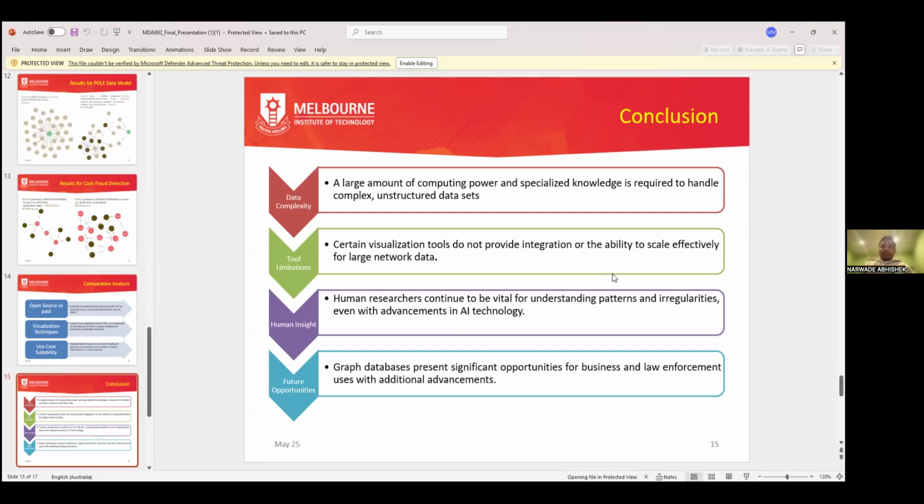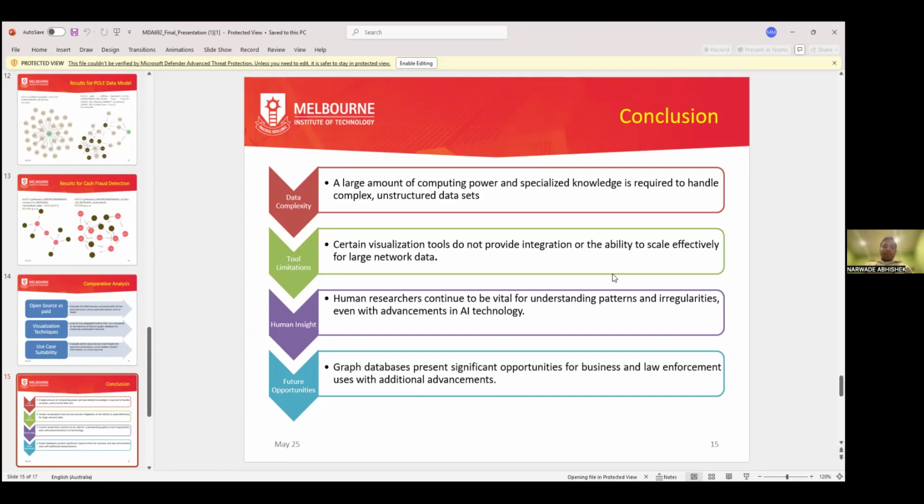I was majorly dealing with the conclusion, documentation, and question and answers for our project. Coming to the end of our project, we have found various conclusions depending on data complexity, tool limitations, human insights, and future opportunities. Regarding data complexity, a large amount of computing power and specialized knowledge is required to handle such complex and unstructured datasets, which we realized from this project.